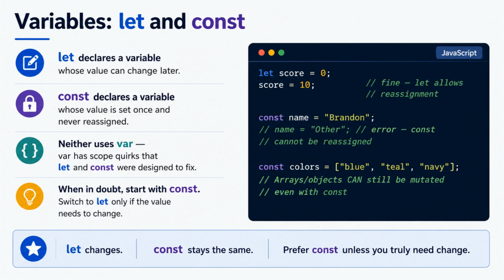Don't skip the array/object caveat on this slide. Const doesn't freeze an array or object, it only prevents the variable itself from being pointed at something new. Students can still push items into a const array, or change properties on a const object.